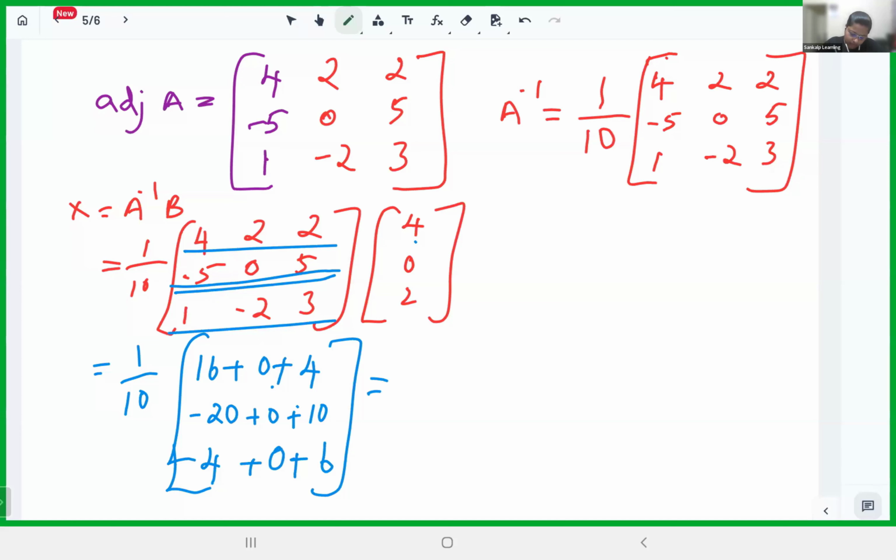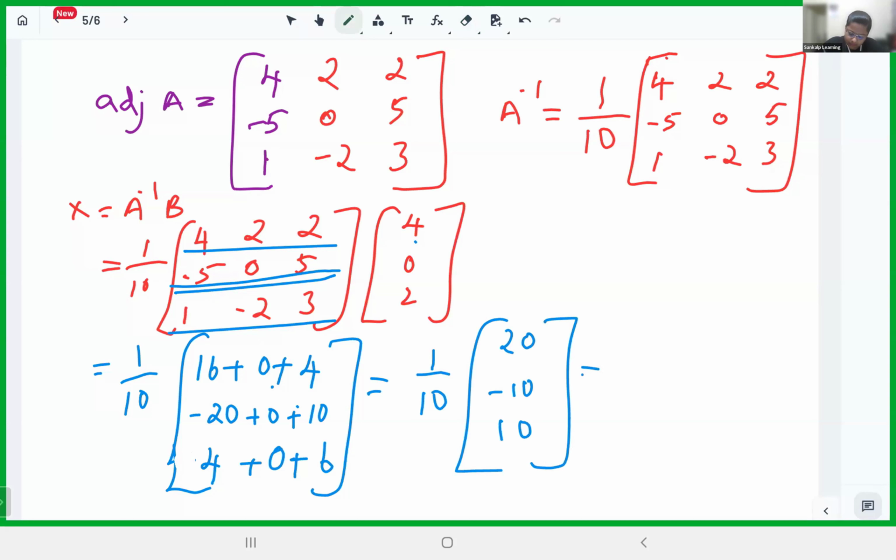Now, that is equal to 1 by 10 into 16 plus 4 is 20. Minus 20 plus 10 is minus 10. Then 4 plus 6. Actually, it is not minus 4. It is 4. So, this is not a sign. So, this is 4 plus 6. That is equal to 10.